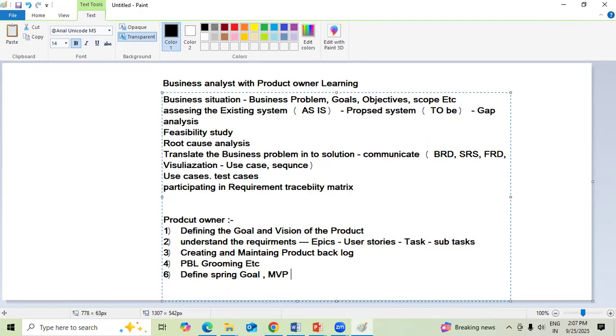This is one thing which people should know, because many people I come across, when I teach, ask me how different it is from BA to product owner and all. So in regard to that, I'm just making this video. So these are the general differences.